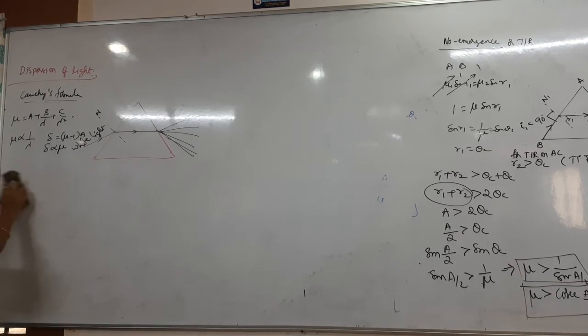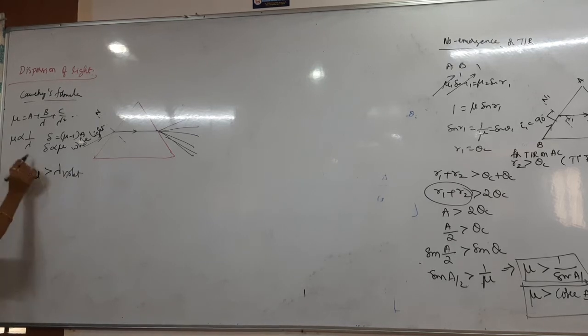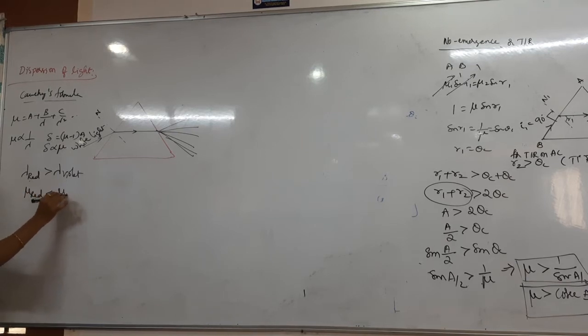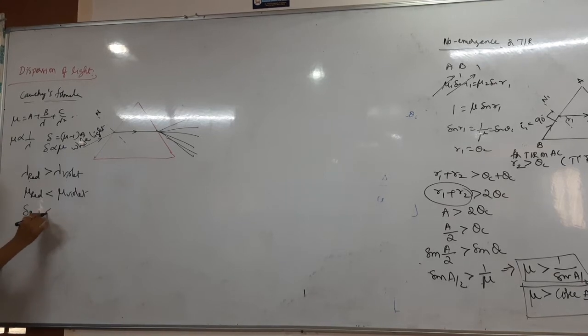Which will have more wavelength? Red. Lambda red will have more wavelength as compared to lambda violet. So now lambda red is greater than lambda violet, which means mu red is less than mu violet. Yes. Then after that, deviation is directly proportional to mu, so I can write that deviation of red is less than deviation of violet.